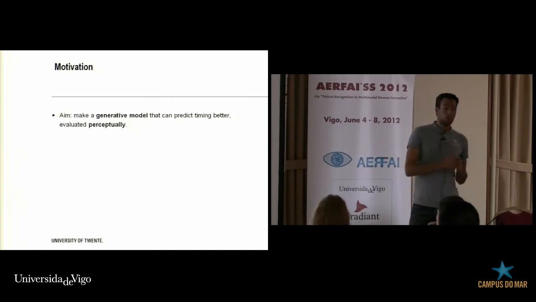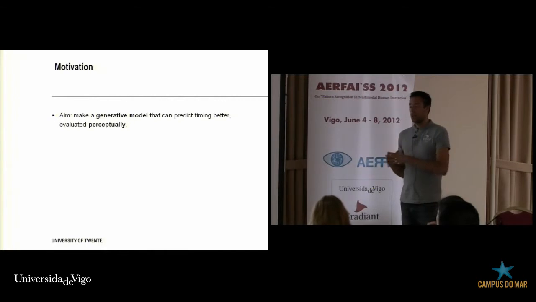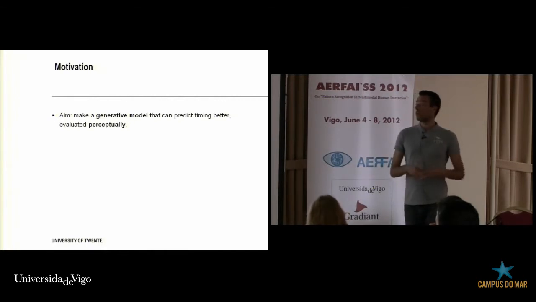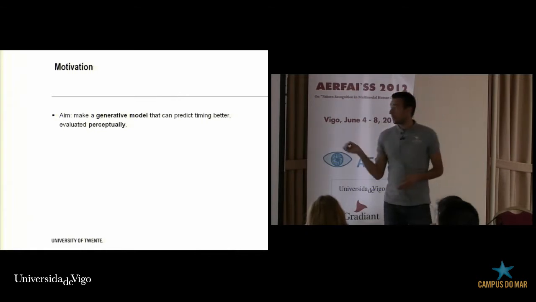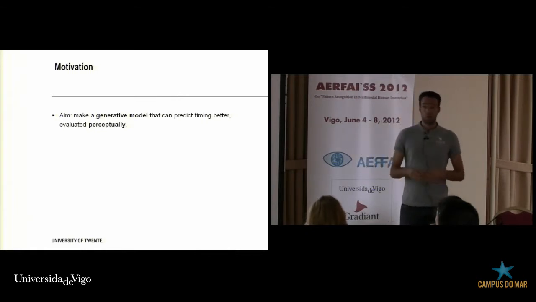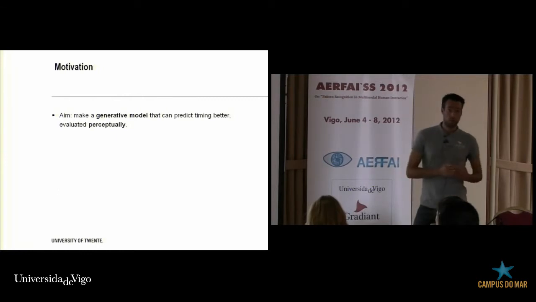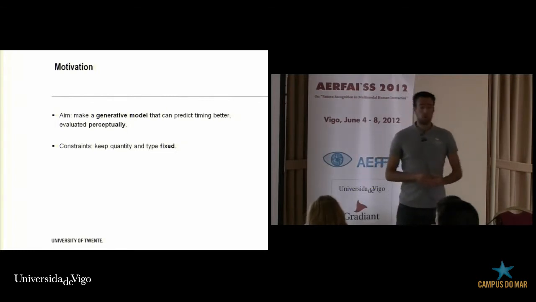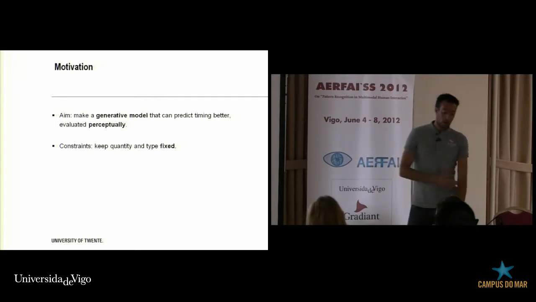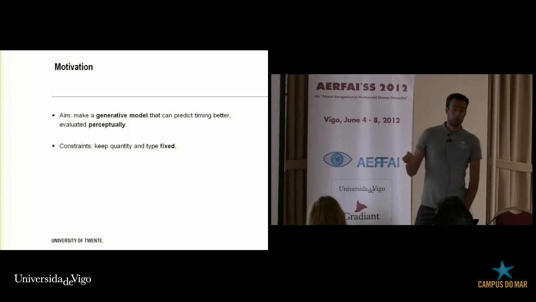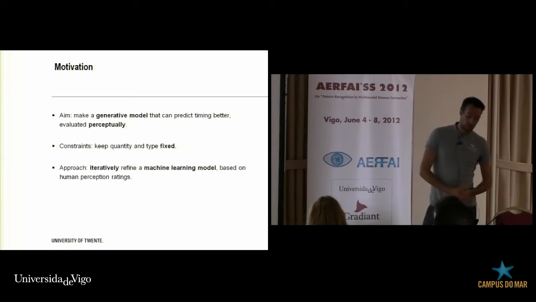What we're going to do right now is combine everything that we did before. We're going to make a generative model, a prediction model that can predict the timing better. Better means that we have a better subjective evaluation, so the human perception should be better. We have some constraints: we want to keep the quantity and the type fixed. We don't want to look at different types of backchannels, only at nods. And we're going to keep the quantity, the number of backchannels per minute, the same.